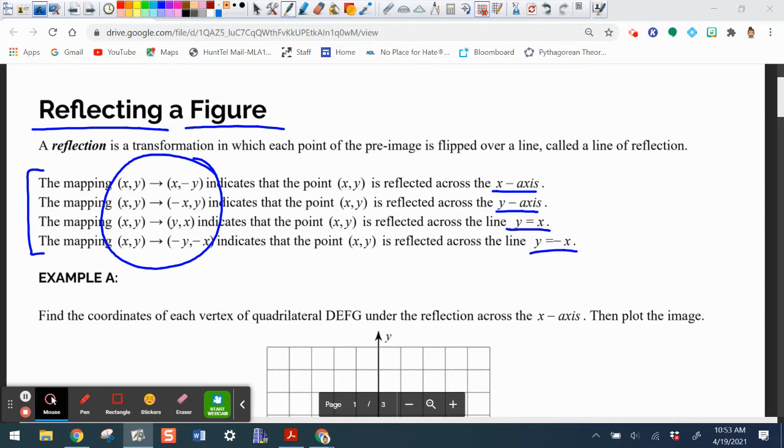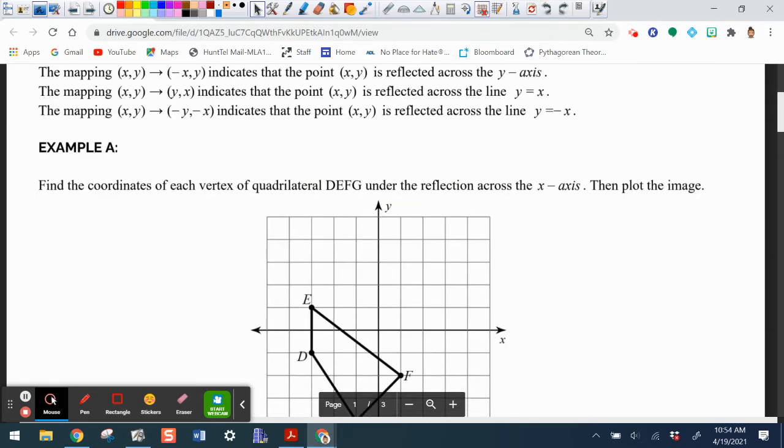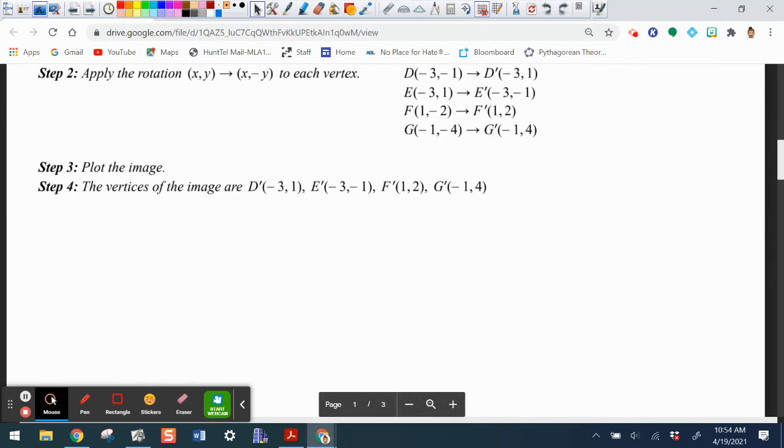I think the way I'm going to show it to you, you might understand it a little bit more instead of trying to memorize (x, negative y), (negative x, y), (y, x), and so forth. Especially for a test, memorizing that on top of the rotations, which we're going to see in a little bit, can be a little too much. So let's dive into our practice here.